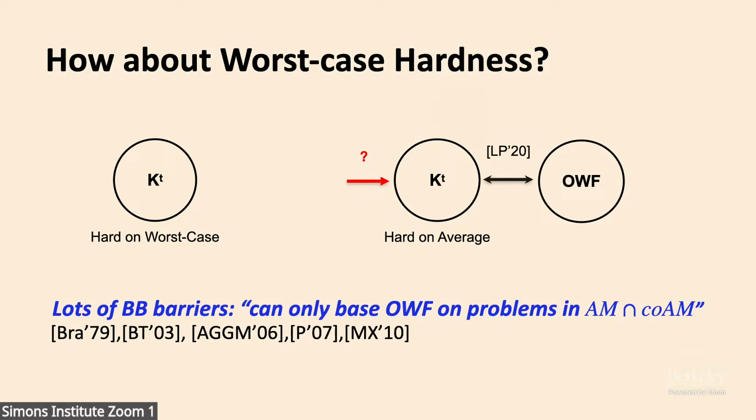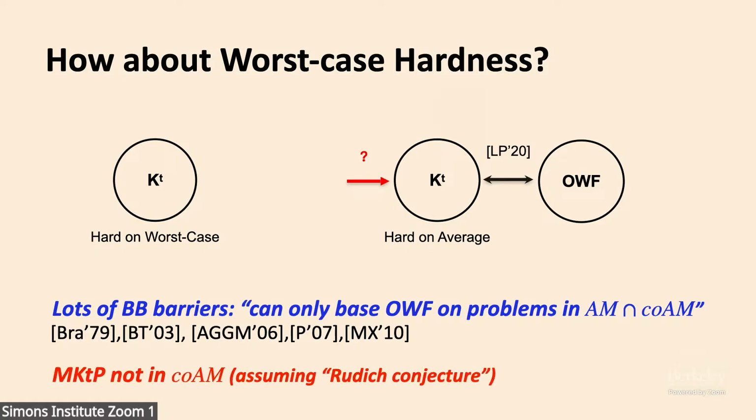There's a long vein of work showing lots of barriers, and in essence saying that if you want to base one-way functions on the worst case hardness of some problem, this problem has to be in AM ∩ coAM. That's pretty bad news, because MKTP is very unlikely to be in coAM. In fact, there is the Rudich conjecture, and if you assume it, it's easy to show that MKTP is not in coAM. So we don't believe this to be in coAM. If we take this barrier seriously, we cannot hope to do it.